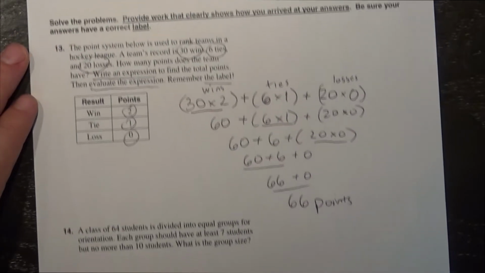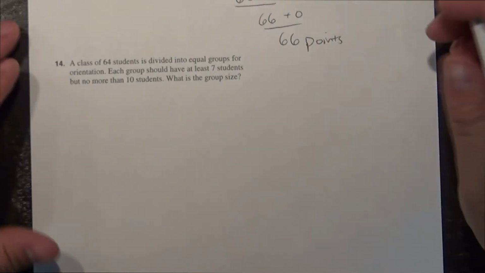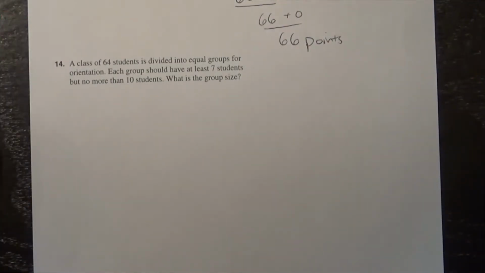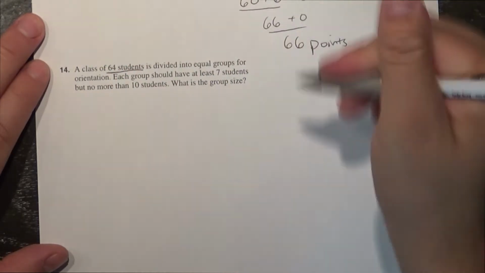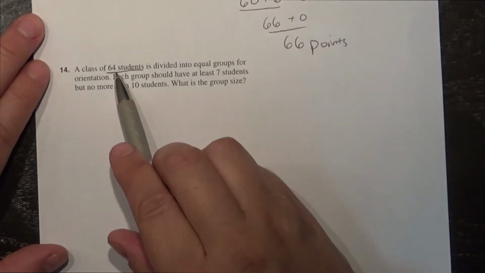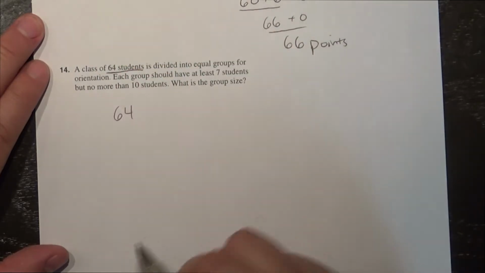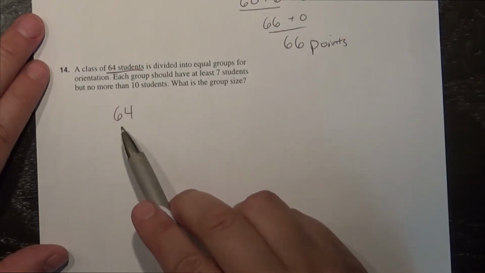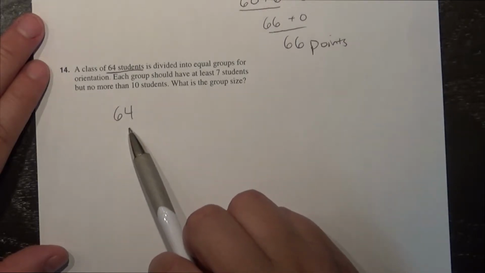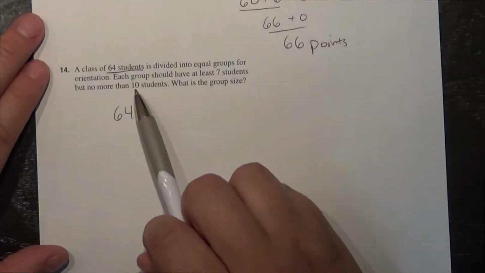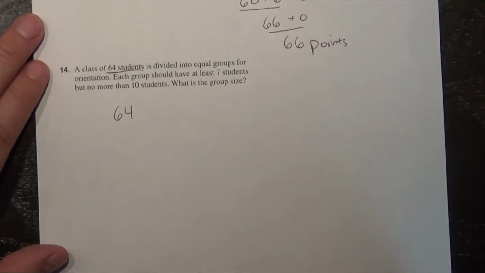Let me move on now to number 14. Number 14 says, a class of 64 students is divided into equal groups for orientation. Each group should have at least 7 students, but no more than 10 students. What is the group size? So for this, it seems kind of crazy. It seems like, what am I going to do to solve this? I have 64 students. I want to take that number, 64, and try to come up with factors that go into 64. Specifically, I'm looking for a factor that goes into 64 that would be between 7 and 10 students, or 7 and 10 as a factor.